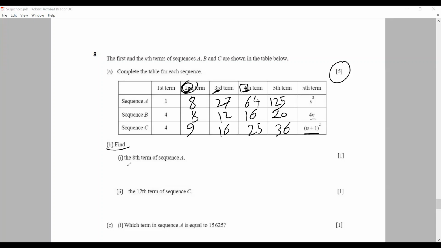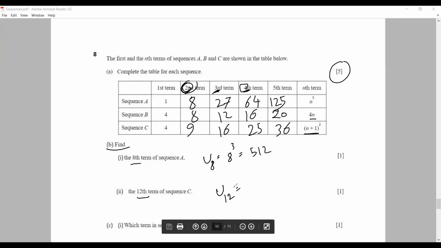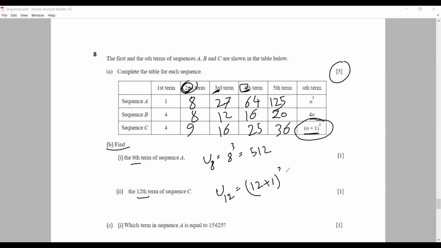In part B, find the 8th term of sequence A. Again, very similar. Now they just want u sub 8, which is 8 cubed, basically, right? And 8 cubed is 512. The 12th term of sequence C, so u sub 12 is equal to, this is the formula, so 12 plus 1 raised to the power of 2, that is 13 squared, which is 169.